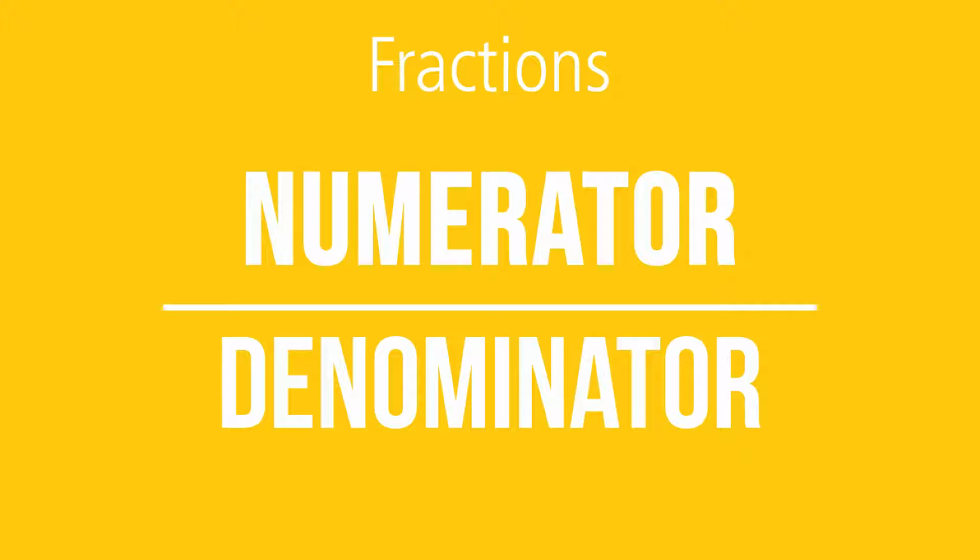The numerator is the number on the top of the fraction. It represents the dividend in the division. The denominator is the bottom number of the fraction. It represents the divisor. The numerator and denominator are separated by a horizontal or slanted line. This means divided by.